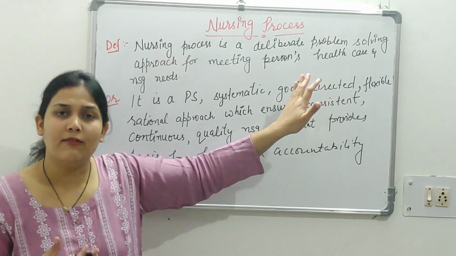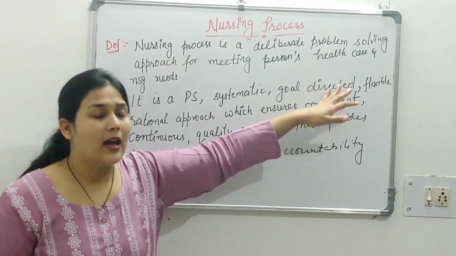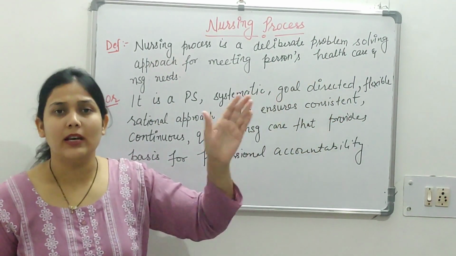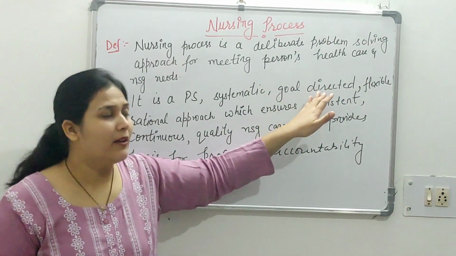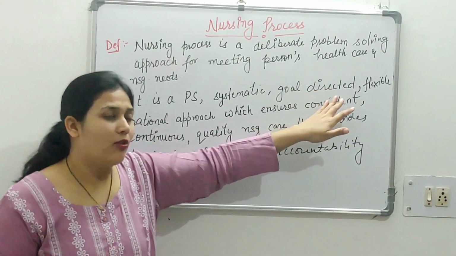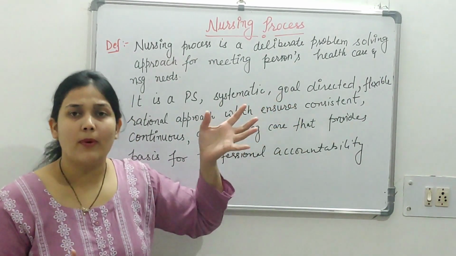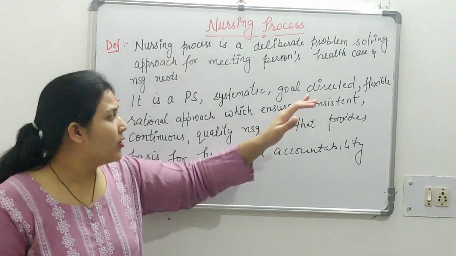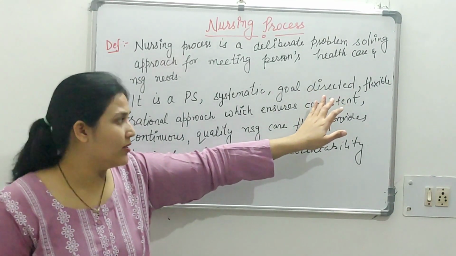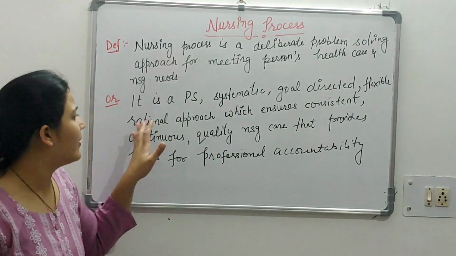For example, a person came for pain. पेन के लिए आए तो हमारा क्या गोल रहेगा कि हमें पेन को रिलीव कराना है. फॉर एग्जाम्पल पेशेंट केम फॉर फीवर, तो हमारा क्या गोल रहेगा, फीवर को रिड्यूस कराना है. पेशेंट केम फॉर सर्जरी, तो जिस पार्ट की सर्जरी के लिए आया पेशेंट को, तो वो हमारा सर्जिकल इंटरवेंशन हो जाएगी. It is a flexible rational approach.